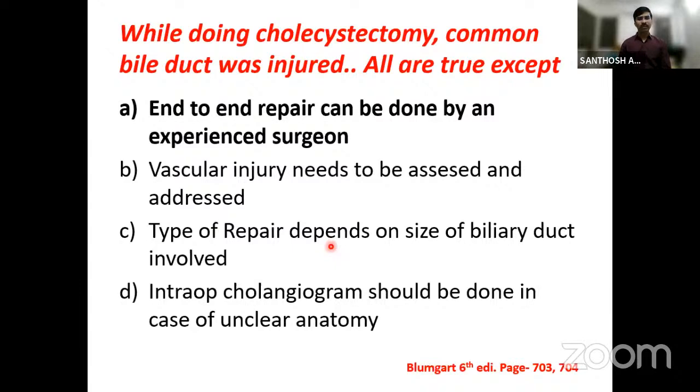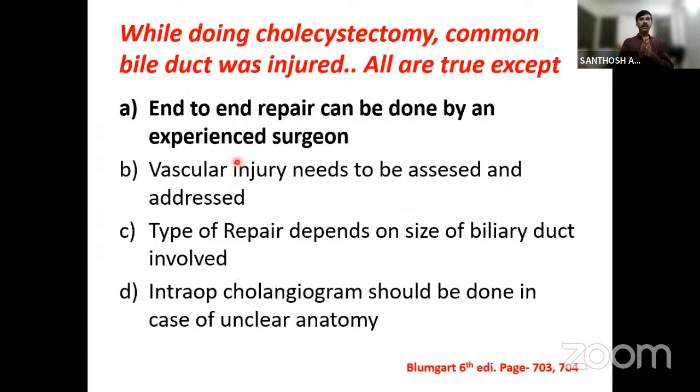Intrahepatic cholangiocarcinoma, definitely when anatomy is not clear and judgment is difficult, that can be done. Now, end-to-end repair, usually it is not preferred, but in case of an experienced surgeon, we can try if the injury is lateral, less than 1/3 of the circumference is involved. But the chances of stricture formation is definitely there. For vascular injuries, so that is the option.